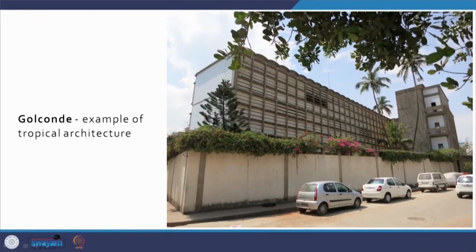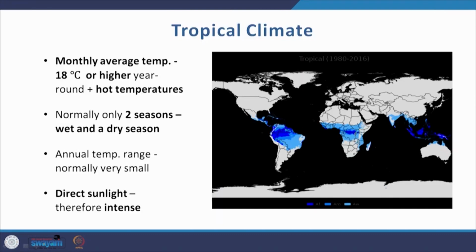So let us come to the first truly modernist building built in India by Antonin Raymond, called the Golconda Ashram in Auroville in 1942. It is an example of tropical architecture. What is tropical architecture? Tropical climate: monthly average temperature 18 degrees or higher around the year, with hot temperatures, normally two dominant seasons, wet and dry. Annual temperature range is normally very small. There is direct sunlight which is intense.